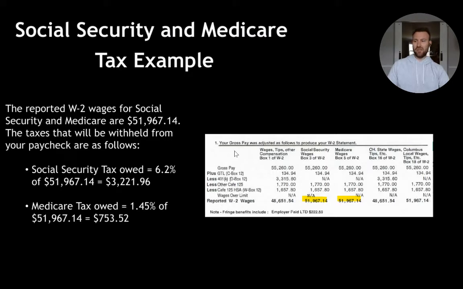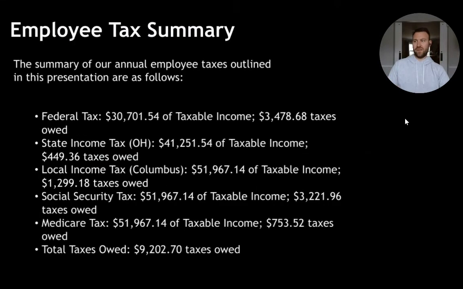So basically, looking back, I mentioned our W-2 statement. The $51,967.14 is our baseline, and that is our taxable wage for Social Security and Medicare. And I'm going to take my 6.2%, 1.45%, and apply that to the wages. And there you go. So pretty straightforward calculations in regards to Social Security and Medicare, how we come up with those numbers.